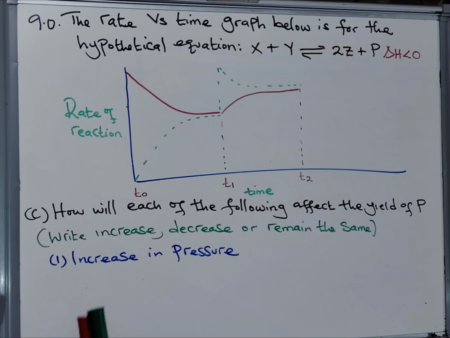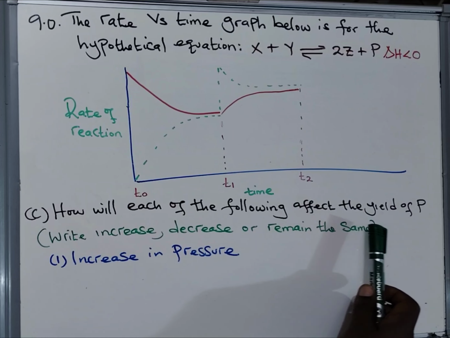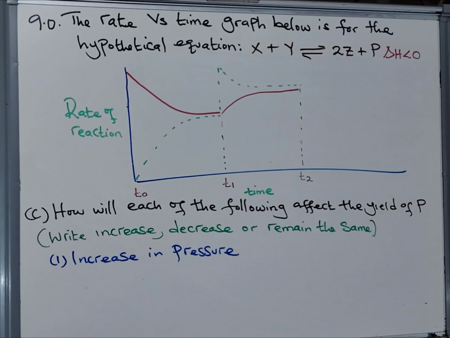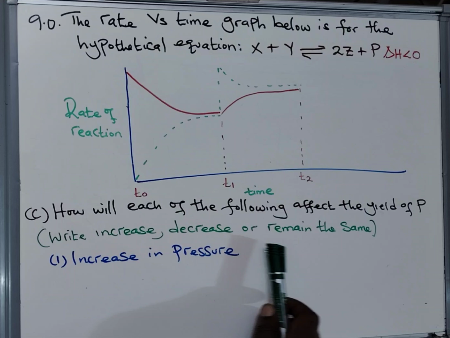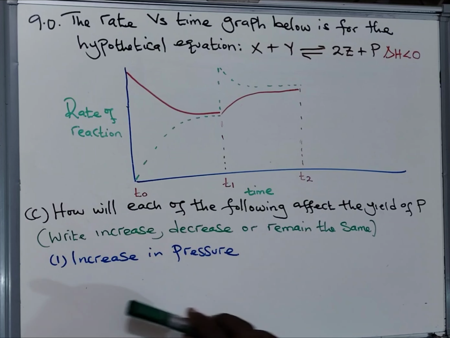Then comes this question. It says, how will each of the following affect the yield of P? P happens to be one of our products. And they say write increase, decrease, or remain the same. The first one is increase in pressure.